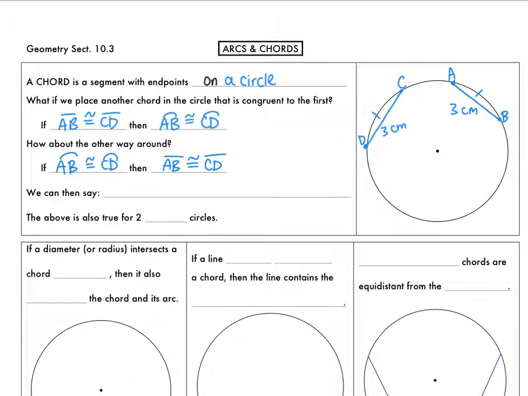You guys know that if we can say it the same back as forwards, we've got an if and only if statement. Arc AB is congruent to arc CD if and only if chord AB is congruent to chord CD. We know it's a chord, so we're going to say chord. The above is also true for two congruent circles. If we have congruent arcs or congruent chords in two different circles, but we knew the circles were congruent, then these would also apply.